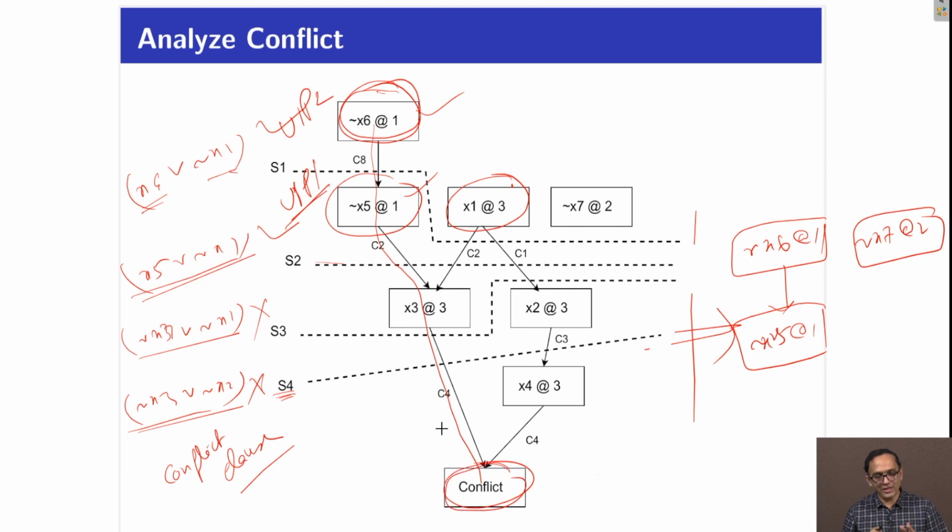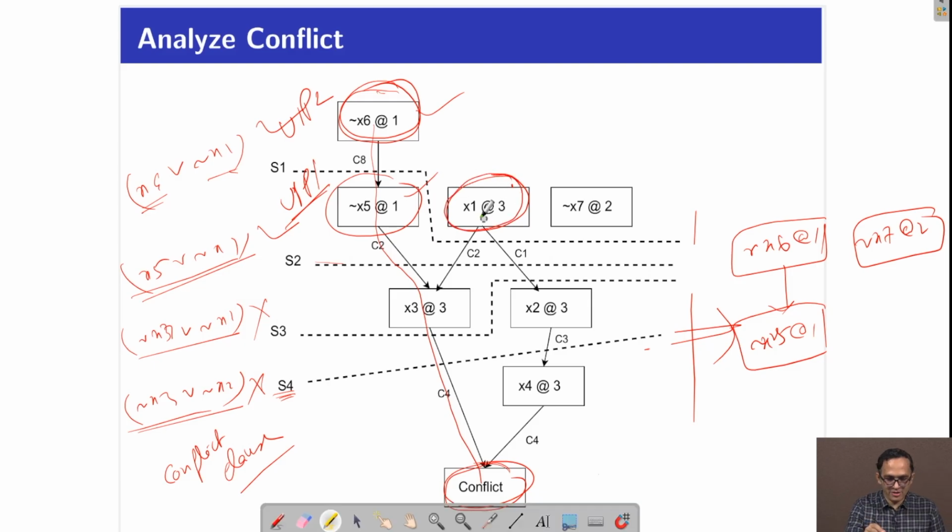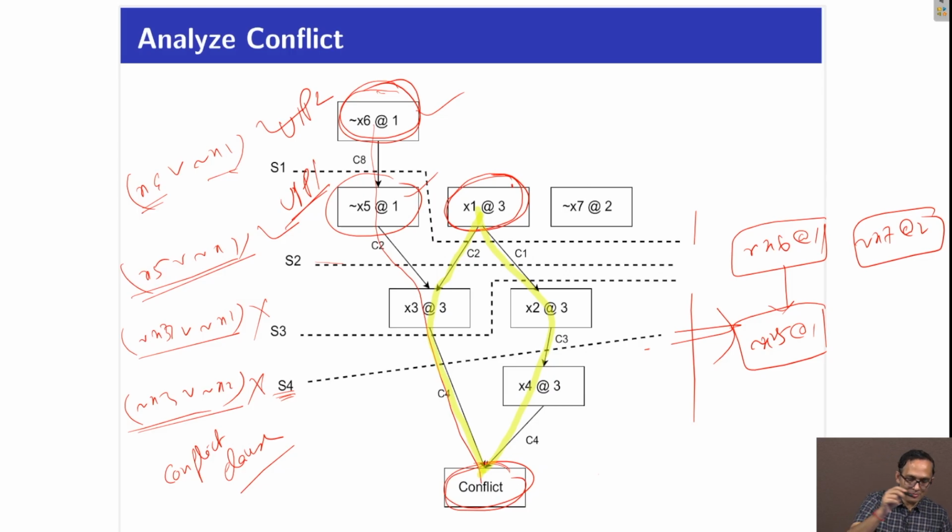Similarly, I will get the UIP corresponding to this root node. How many paths are here? I have 1 path and 2 paths, right. So, for this, how many UIPs are there? By the definition of UIP, all the paths from this root node to this node should pass through it.